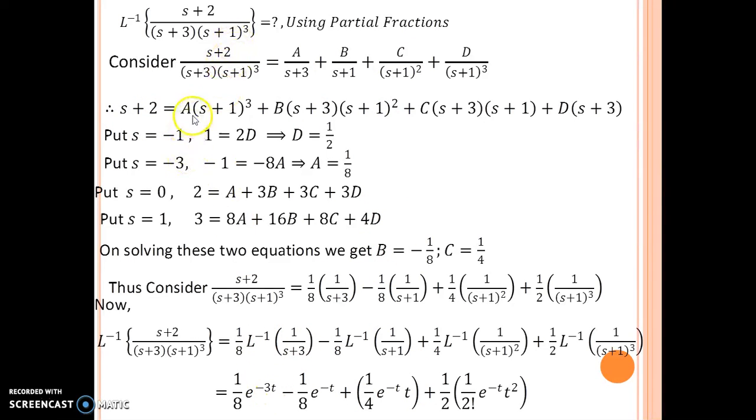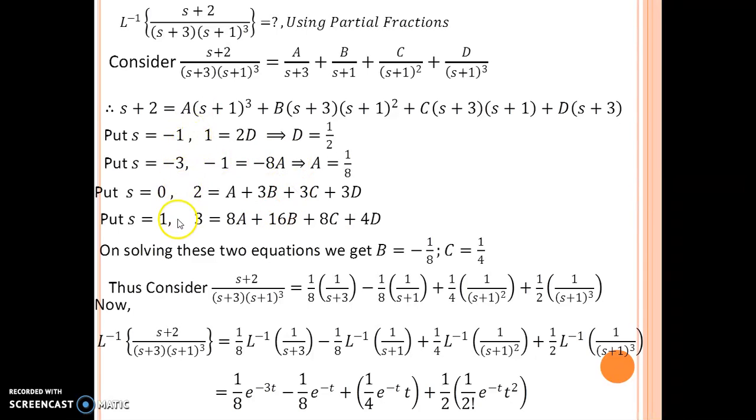Here, one more thing is that I have chosen values like -1, -3, 0 and 1. You can choose any other values also, say 7, 9, 10, whatever you find comfortable, and you will still get your answer, but the calculations will increase. So try to minimize your calculation.